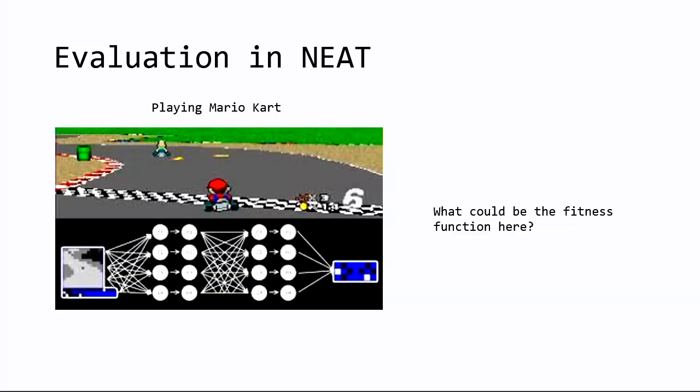Yeah, do you have something to say? Yeah, time to finish line. That's a really good one. And that's a really easy one, because first you have to get to the finish line, and then if you got there slowly, it doesn't matter if you were in last place, but you got there, you can actually still get some signal there from the system. What else? There's a few more obvious choices, maybe, yeah?